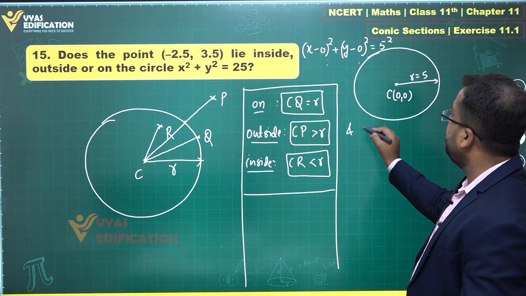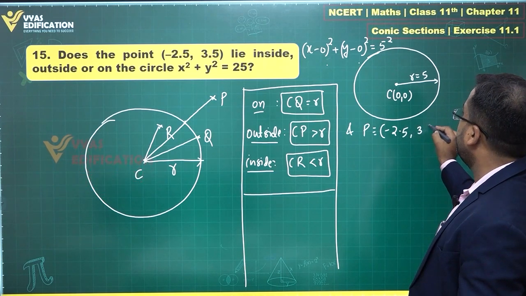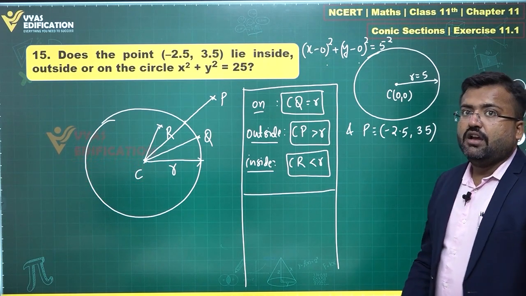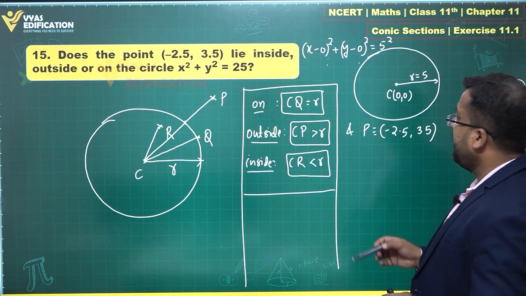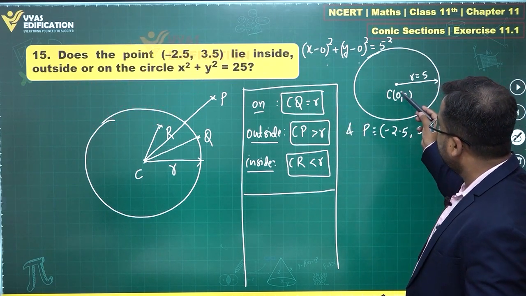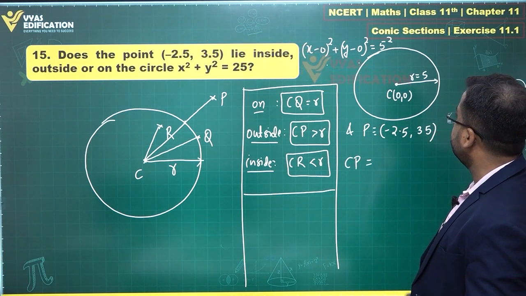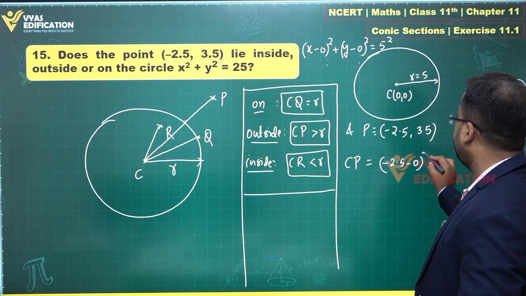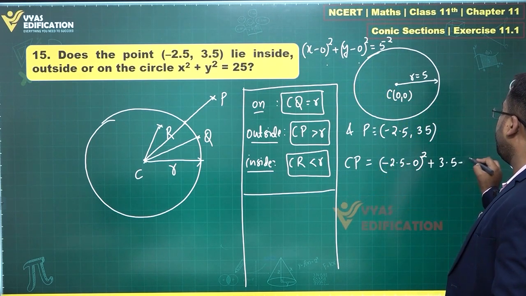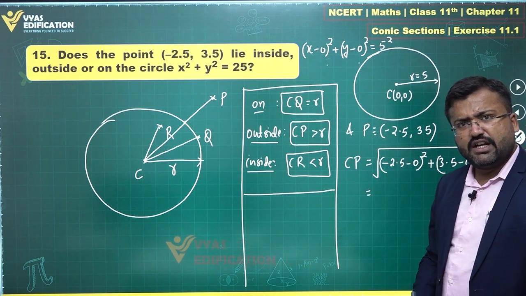And point P is the point minus 2.5 comma 3.5. We have to check whether P lies outside, on or inside the circle. So for that, we'll have to find the distance of the center from this point P. So CP is equal to what? CP is equal to the square root of minus 2.5 minus 0 whole square plus 3.5 minus 0 whole square. Right, this is what you get.